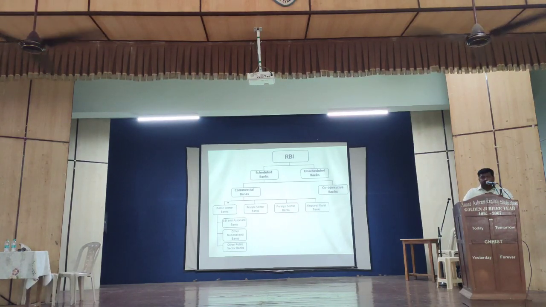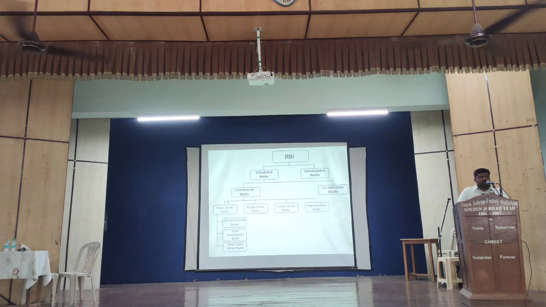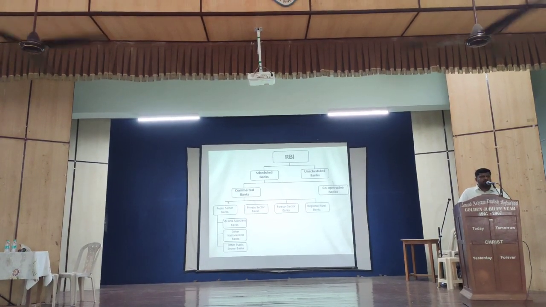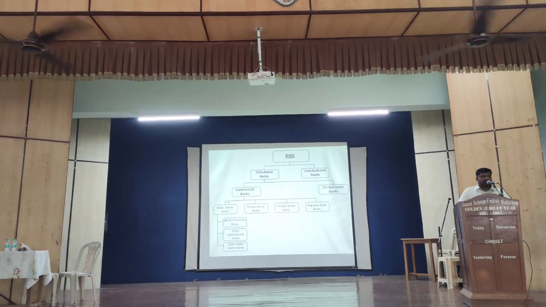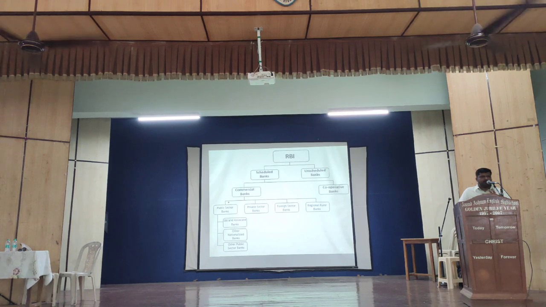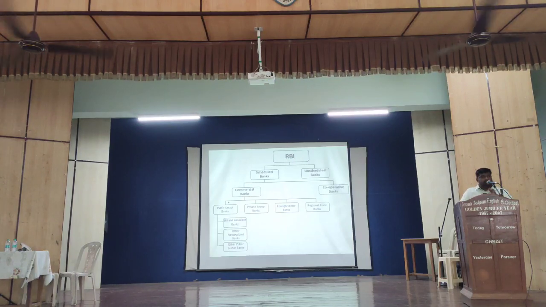Now coming back to the structure of banks in India, RBI says there are two types of banks in India. One is the scheduled banks and one is the unscheduled banks. Just for the sake of definition, scheduled banks are those which are defined in the second section of the RBI Act 1934. Basically, these are the institutions which can take customers' money, give them interest and lend them money. Under the scheduled banks, there are commercial banks. In commercial banks, there are four types of banks: the public sector banks, the private sector banks, the foreign sector banks and the regional rural banks.